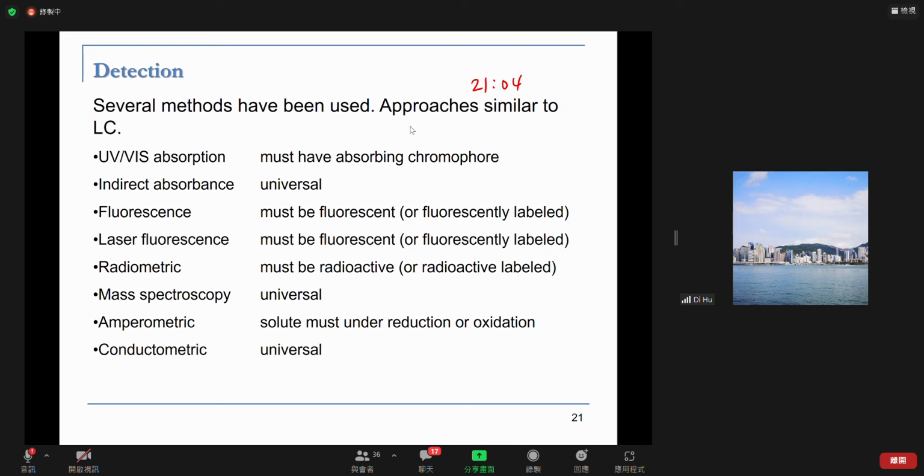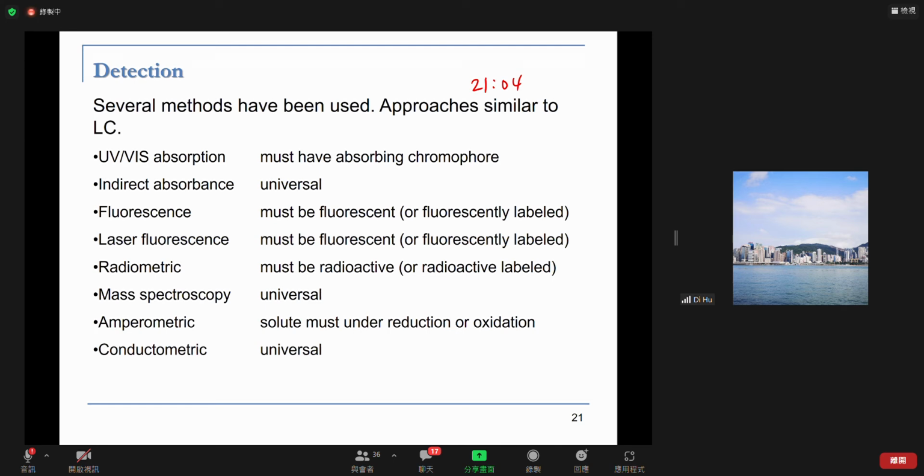Okay, so we're going to start again. Let's look at the detection method. You can see that it has multiple different detection methods. It has the UV visible one. We have shown that many times: for protein, 280, and for others normally about 220. It can be either direct, if we have the absorbing chromophore, or it can be indirect. Indirect means what we already explained when we were talking about ion chromatography.